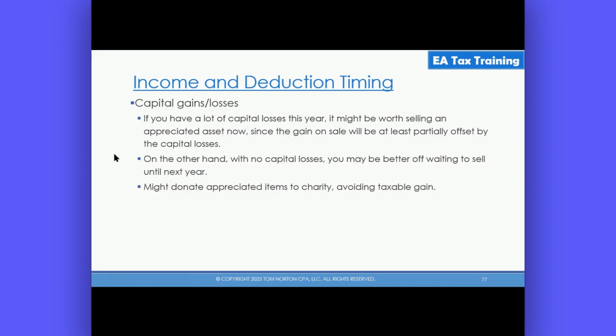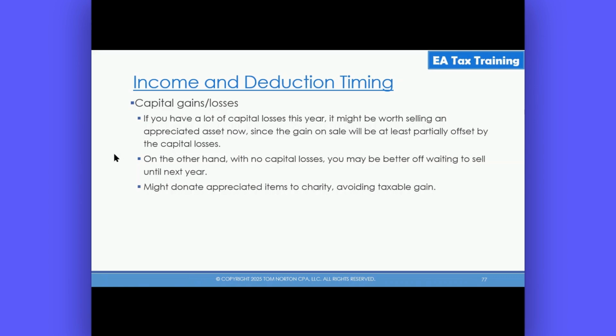Now, of course, there are lots of things to consider besides income taxes. I am not suggesting that somebody should sell a stock, for instance, just to get a tax benefit. If they really believe in that stock and they want to hold it for the long term because it's a good investment, then that's more important than the tax effects. So they should hold on to that stock.